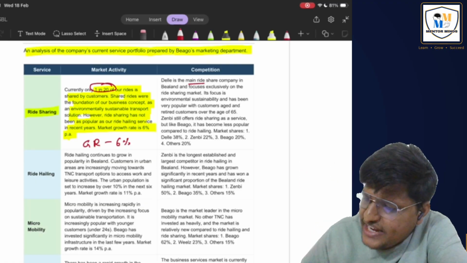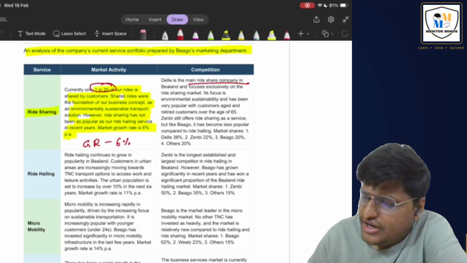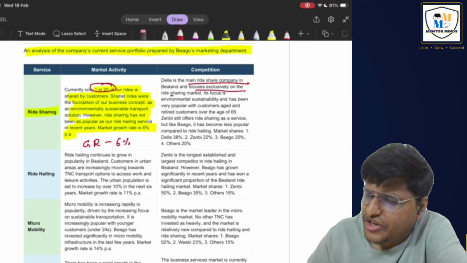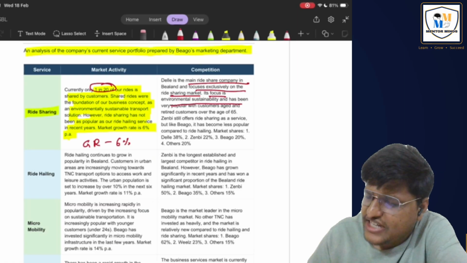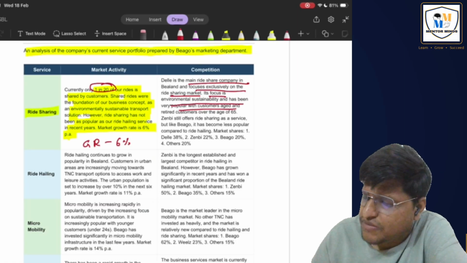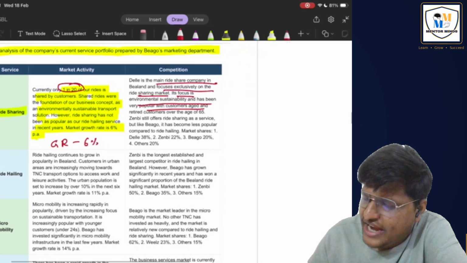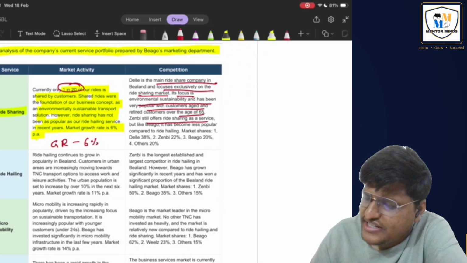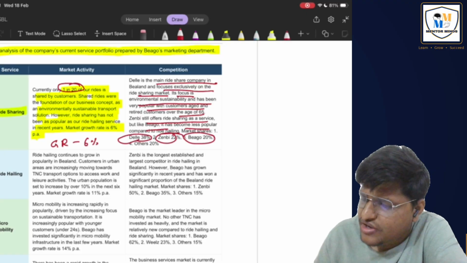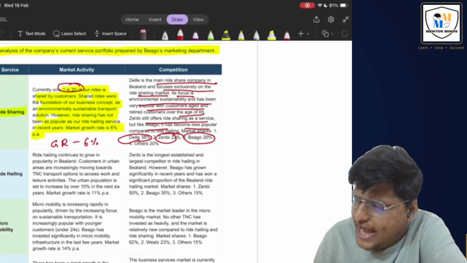Now, competitors. Delay is the main ride sharing company in Bilan and focuses exclusively on the ride sharing market. Its focus is environmental sustainability and it has been very popular with customers aged over 65 and retired. JNB still offers ride sharing as a service, but for Biago it has become less popular compared to ride hailing. Market share here: Delay has 38%, JNB has 22%, Biago has 20%, and others have the rest.